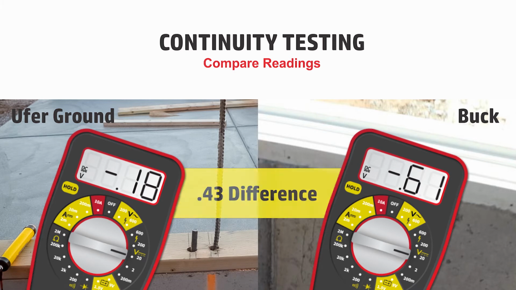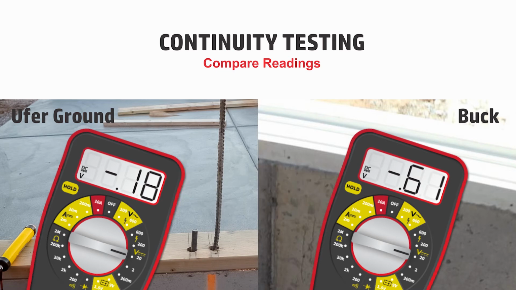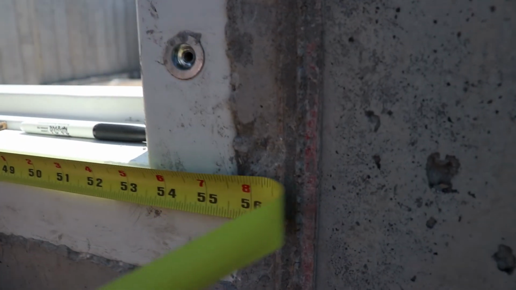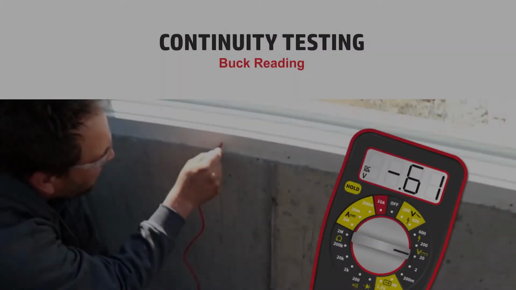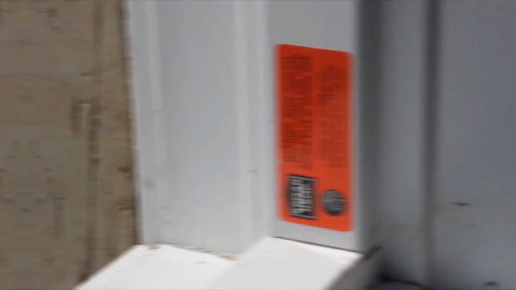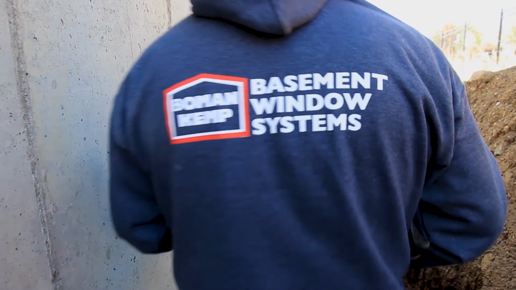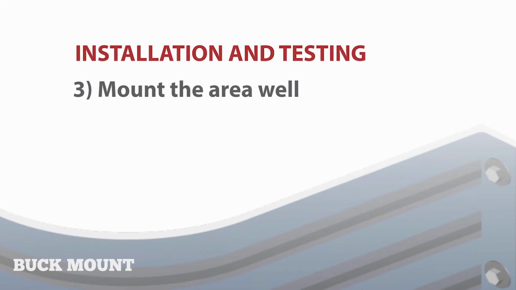If you do not achieve a 0.20 or greater spread, it is an indication that a metallic bond was created and the buck is hot. Corrective measures would need to be taken, but since the buck read -0.61 and is not hot, buck mount installation can proceed. Mount the area well.